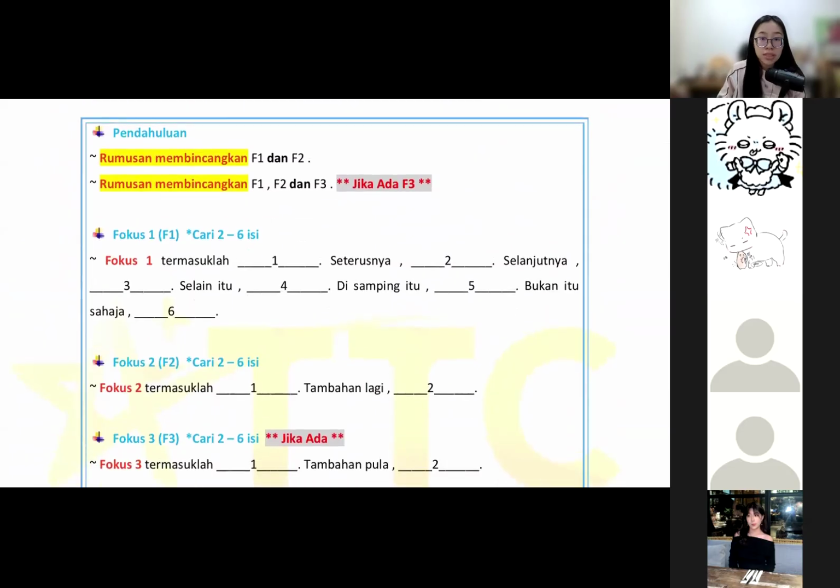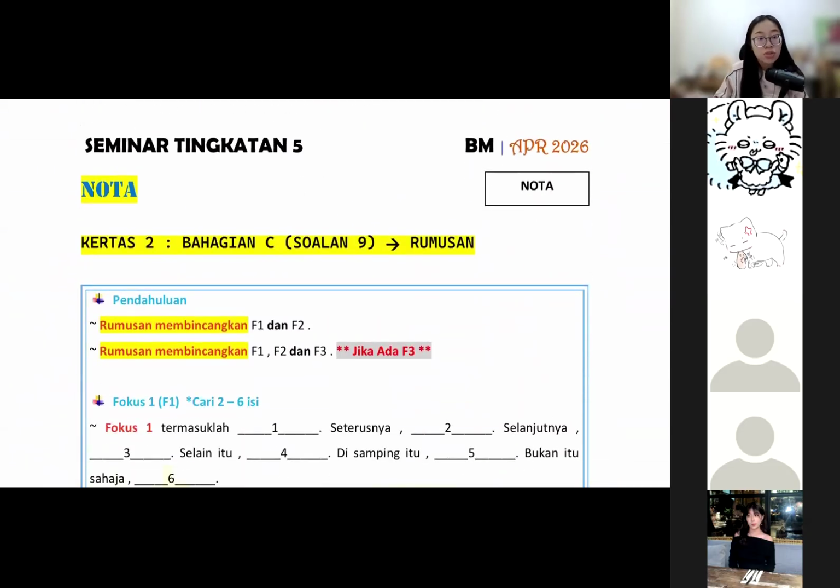Now, this is page 6. So rumusan format, okay, now they will have dual focus or three focus, no longer one focus. So you need to introduce a focus first. And sometimes you will have three focus. Remember, you cannot put membincangkan tentang.